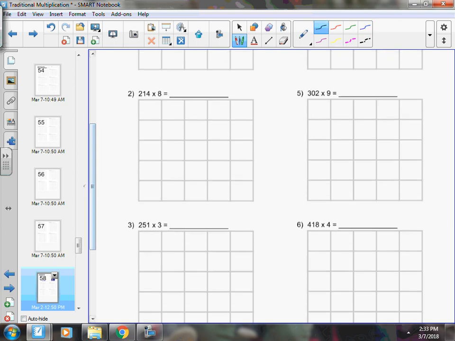Down a little lower, 214 times 8. Multiply 8 times all the digits across the top. 8 times 4, then 8 times 1, then 8 times 2. 8 times 4 is 32. 8 times 1 is 8, plus 3 is 11. 8 times 2 is 16, plus 1 more is 17.